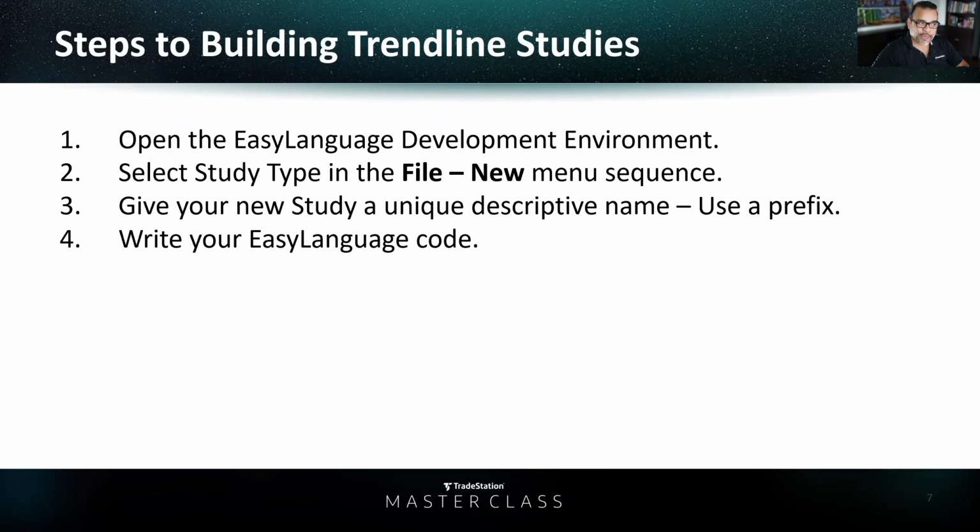a study: open up the Easylanguage development environment, select study type in the file new menu sequence, give your study a unique descriptive name, sometimes use a prefix so that it groups everything together. You write your Easylanguage code, you verify the code and fix any errors, if any, verify again, and last, apply the chart to visually validate. There's a couple steps that I'm missing here, like check the properties of the study.